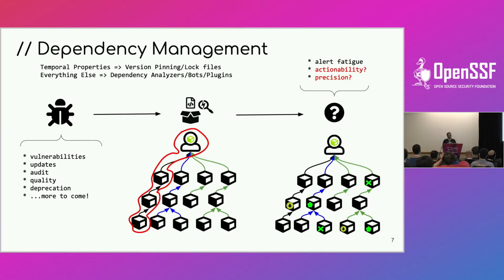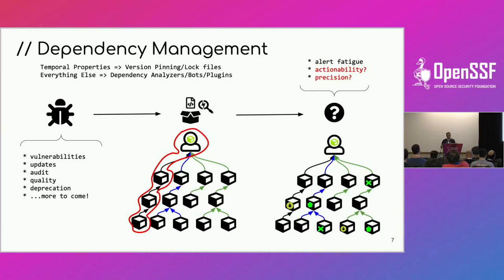So what is the usual workflow? I symbolized it with a bug, but it can be anything: vulnerabilities, updates, auditing, quality, deprecations, etc. That's the starting point, and usually you would know the exact package or the range of versions that have this type of problem.